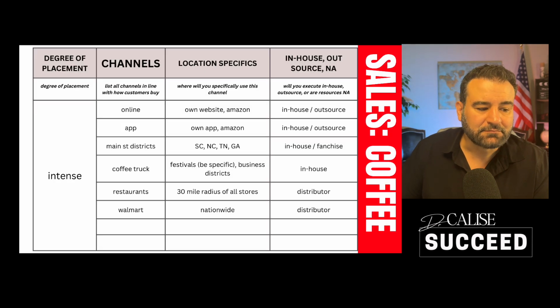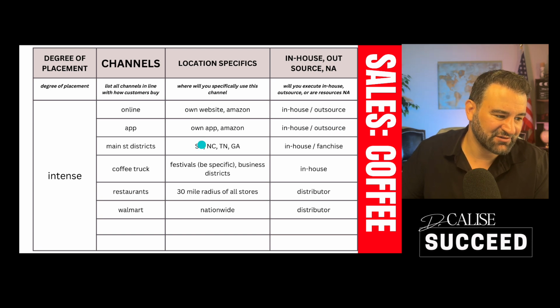All right. So where are we at? This is the coffee example. I want to sell online. I'm going to sell on my own website. I'm going to sell on Amazon, and it's going to be a combination of in-house and outsourced, right? So in-house is my own website. Obviously, I don't own Amazon, so that's outsourced, retail outsourced. App, same exact thing. My own app, Amazon. I own my app. Amazon owns their app, right?